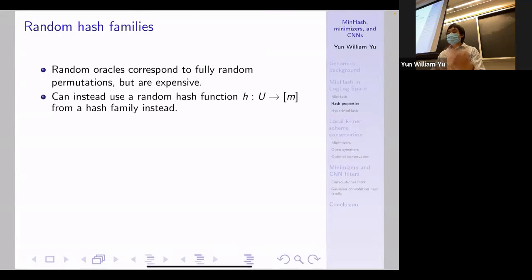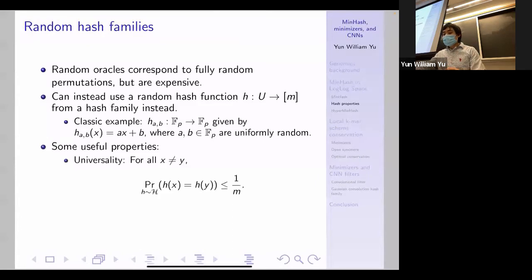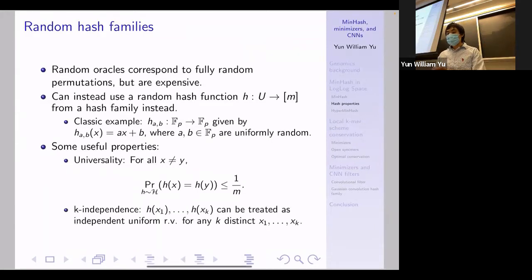You can try using a random hash function instead. The classic example, which we discussed in this class, was h(x) = ax + b, where a and b are both from some finite field of prime order, or from any finite field really, but the easiest case is when they're from some prime order. And this has some nice properties. For example, it has the property of universality, which is that two things don't collide with very high probability. It also has the property of k-independence for k equal to 2 for our particular example. So you can treat each of these hash values as independent random uniform variables for k distinct elements, so for x1 and x2 distinct in the case of a 2-independent hash function.